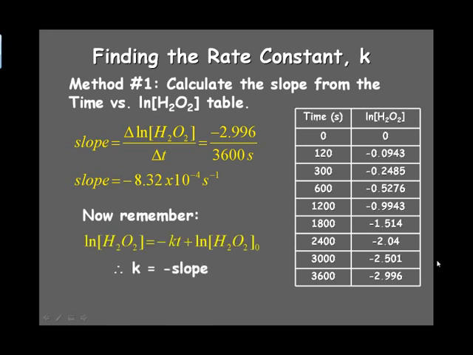Now remember that with this particular order, whatever the slope is, the k is actually the opposite of that, because notice there in the y equals mx plus b version, the negative kt, the slope is actually negative k. So the k therefore equals the negative of the slope. So the k, therefore, is 8.32 times 10 to the negative fourth, and again, seconds to the minus 1.